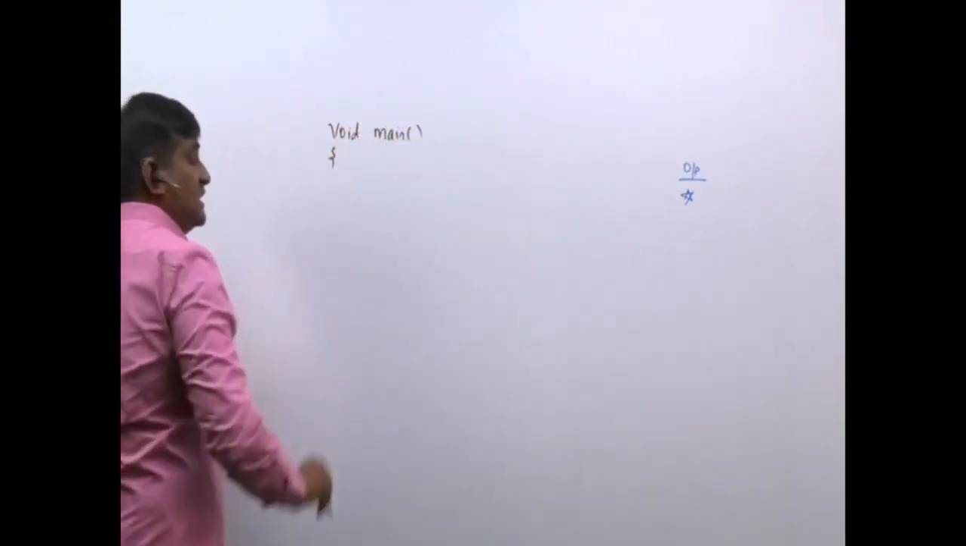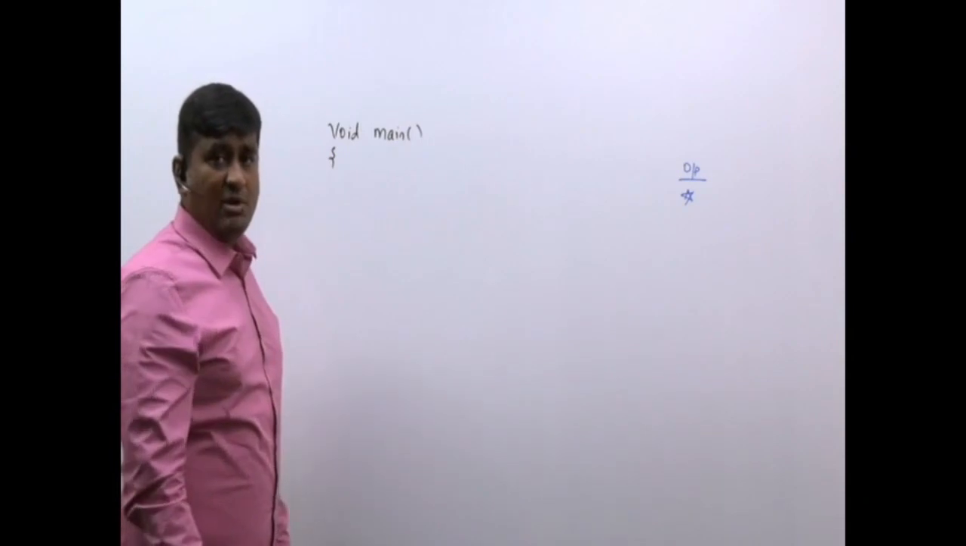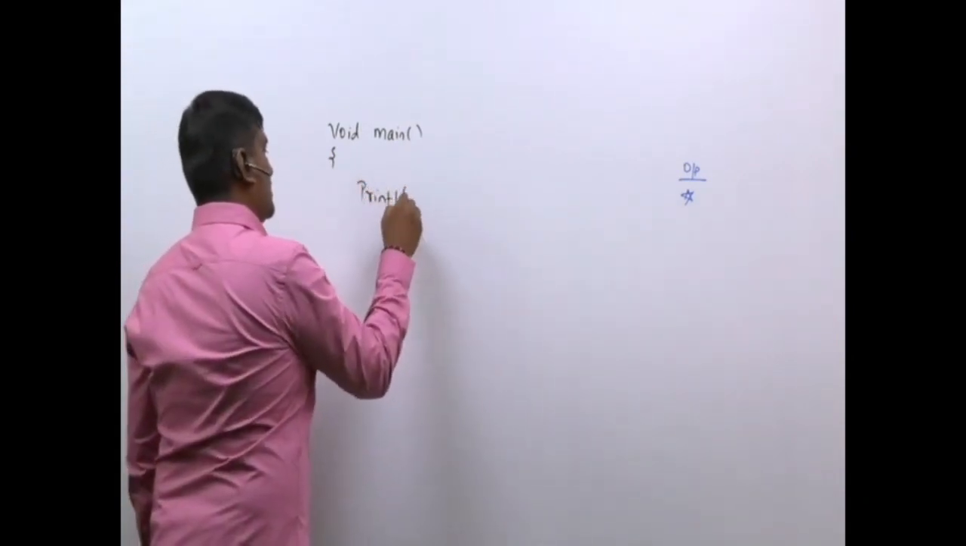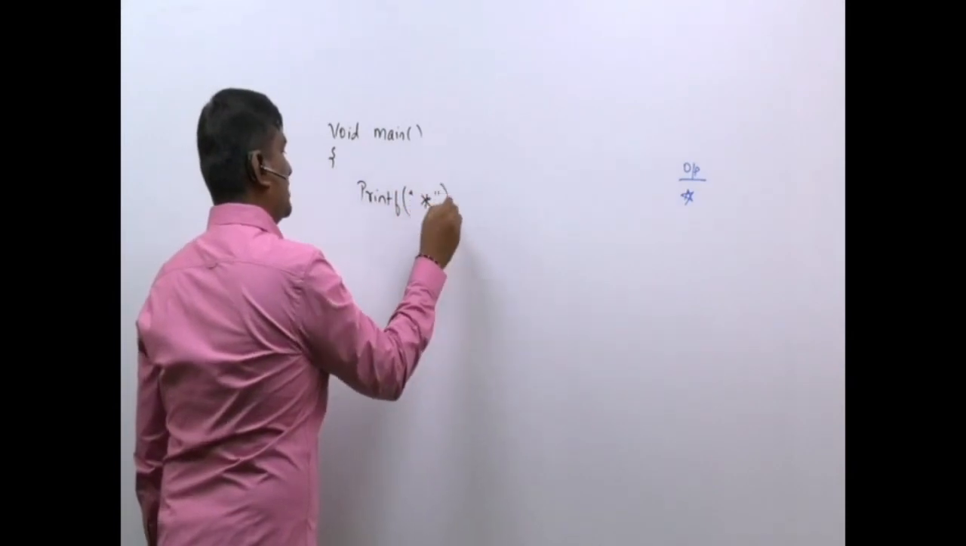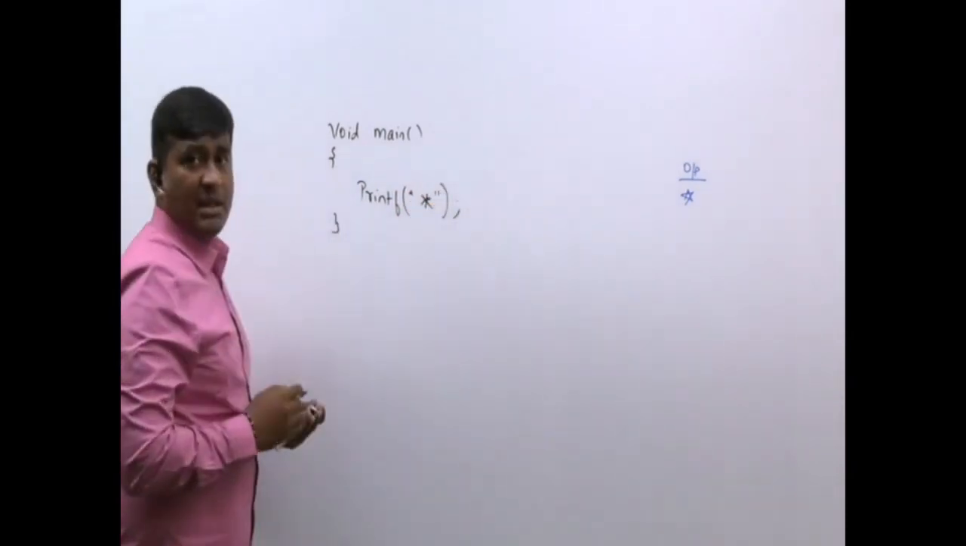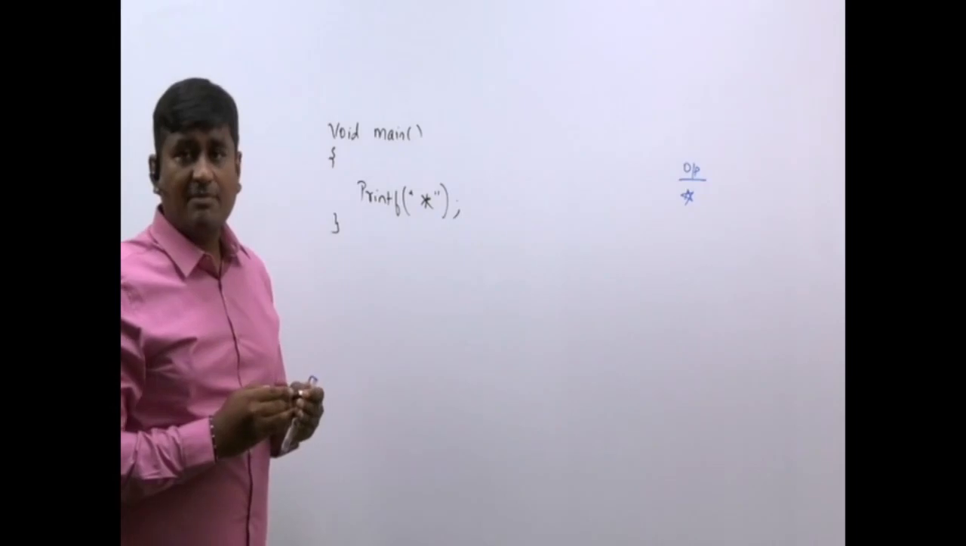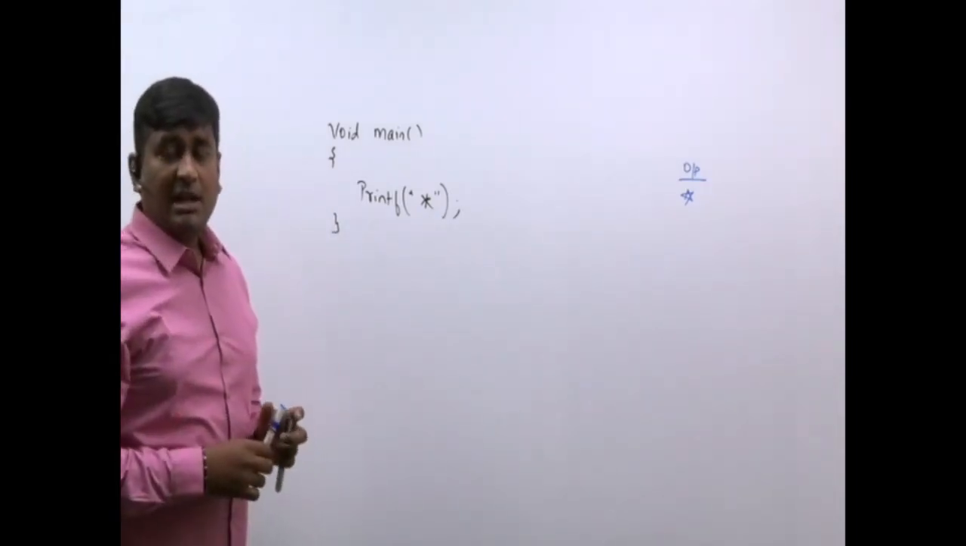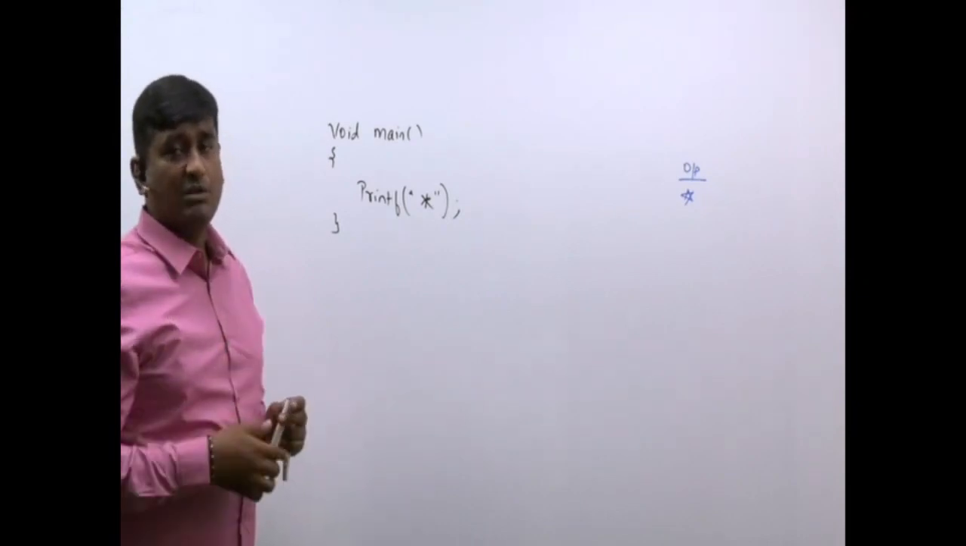And tell me which is the function used to print anything on the monitor in the C language? Printf. So I will write printf. What to print? Star to print. One star you should display. This is my C program. Everyone knows this program actually. It is a very simple program, but let me explain how this program gets executed.